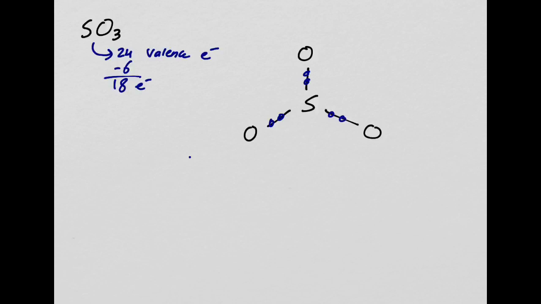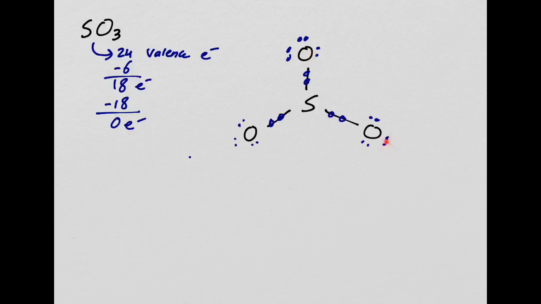Then I have to make sure the surrounding atoms are happy. Each oxygen has 2. It needs 6 more to be happy, because everyone wants to have an octet, wants to have 8. So I'm going to add 6 more to each oxygen, and then each oxygen is going to have 8. Each oxygen is happy. Now, how many did I add? That means I added 18 electrons, because 3 times 6 is 18. I have no electrons left.